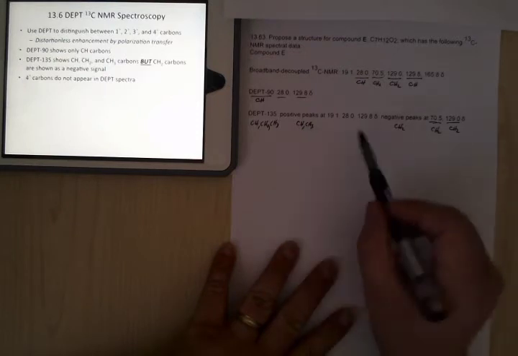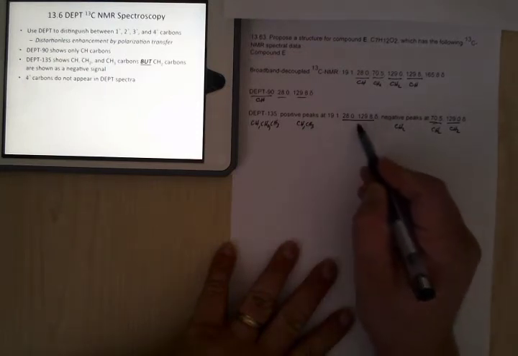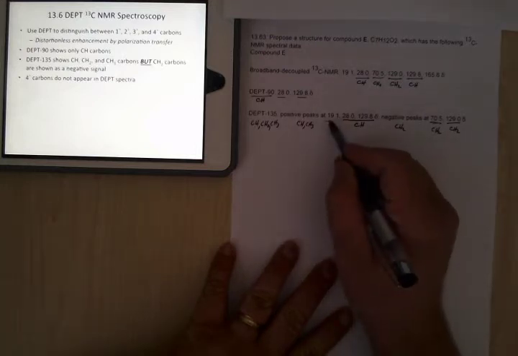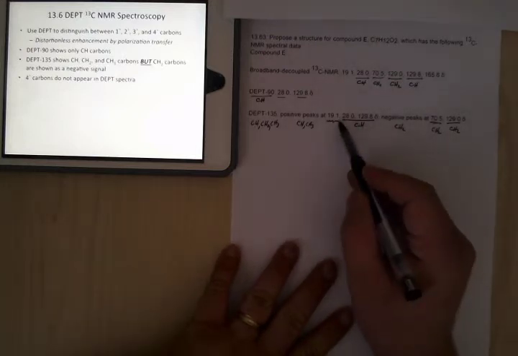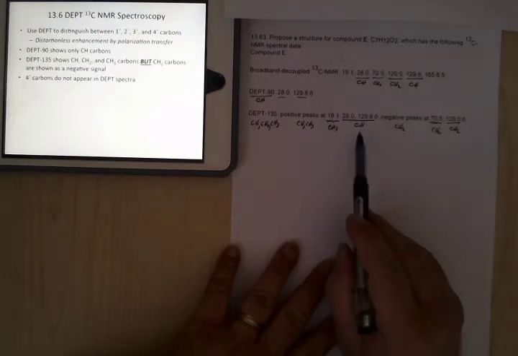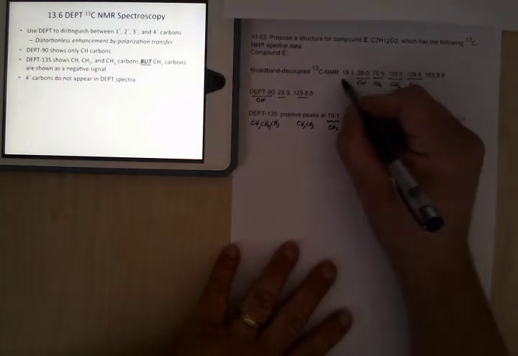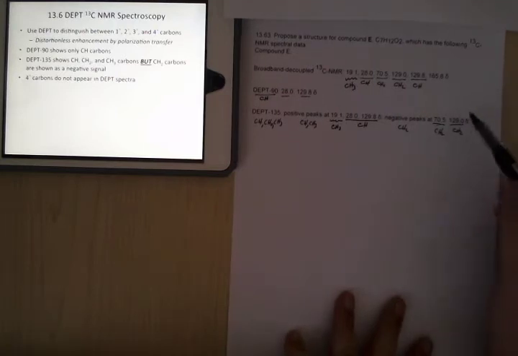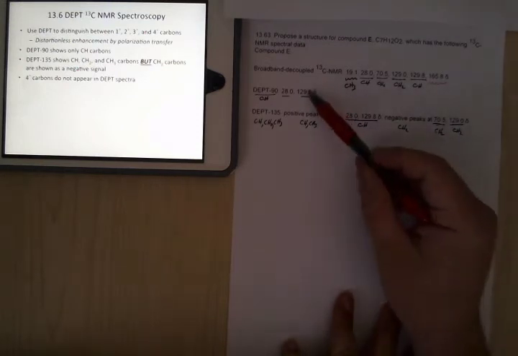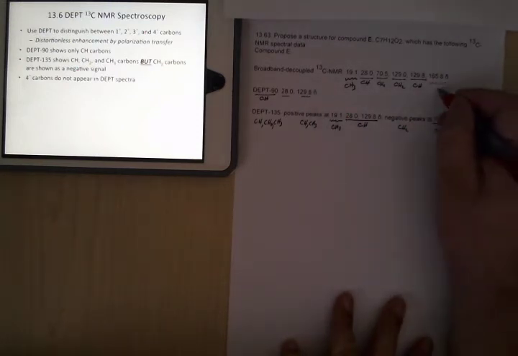Now this one here, we already know these are CHs, because they also appear up here. So that means this 19.1 is a CH3, because it only appears here. If it were a CH, it would appear in both. So this one is a CH3. And we're missing one, this one here. It doesn't appear in either one of those, so this must just be a regular C.